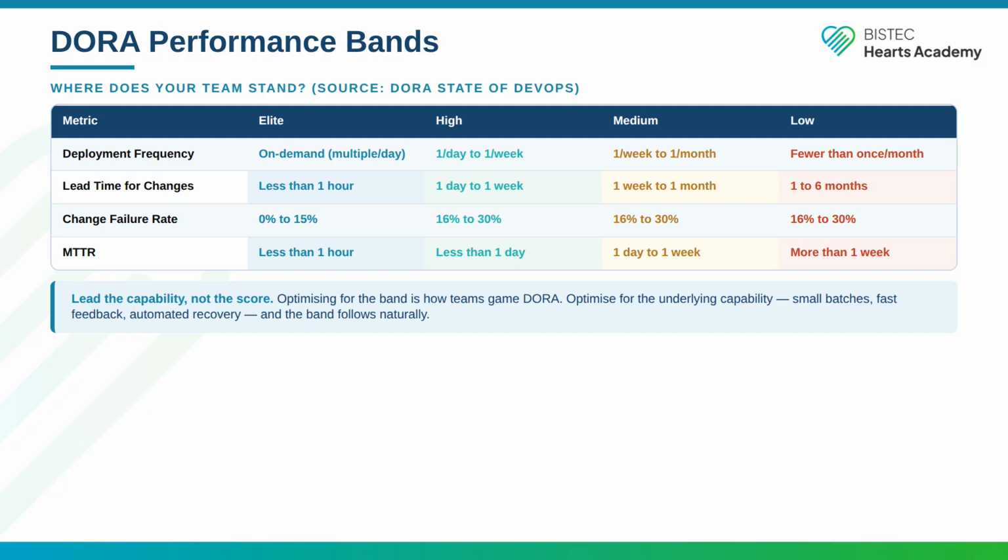Elite teams are not using better tools. They have eliminated the handoffs, the approval queues, and the rework loops that inflate lead time. Your job as a DevOps lead is to find and remove those blockers, not to acquire.